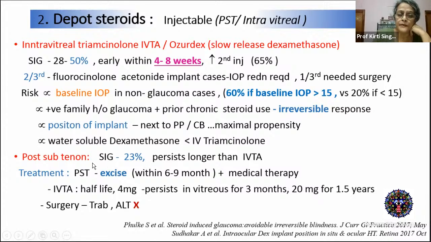Even posterior subtenon, which used to be given before in childhood cataract, is now banned because SIG is so common in them. The treatment for IVT or posterior subtenon steroid SIG is you excise the depot, start medical therapy, and most of them resolve. If not, you may require trabeculectomy. Laser therapy doesn't work in these patients.